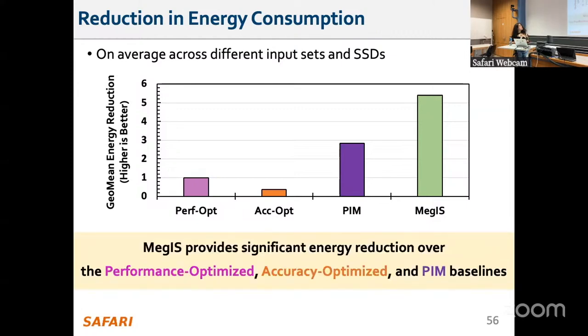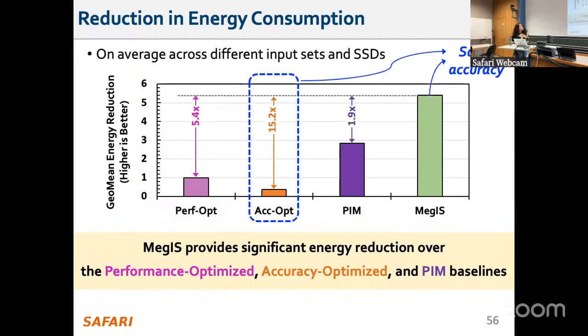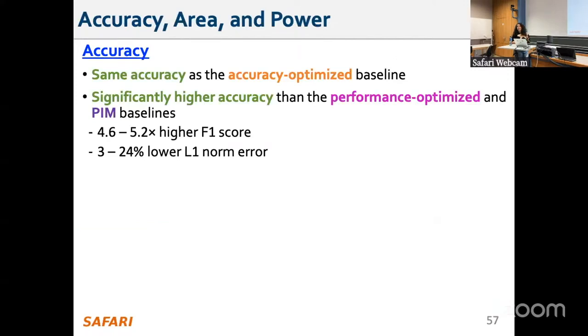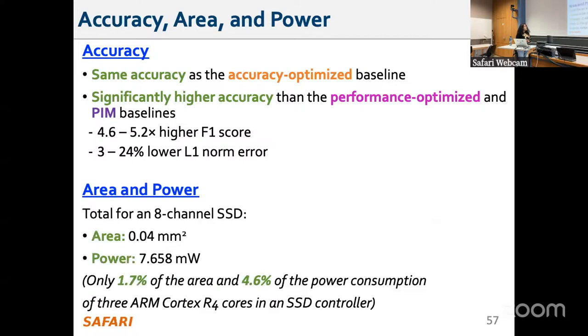So let's take a look here. MegIS provides significant energy reduction over the performance optimized, accuracy optimized, and PIM baselines. And what I would like to emphasize here is that it achieves the same accuracy as the accuracy optimized baseline. And it is significantly higher than the accuracy of the other baselines in different metrics. And MegIS achieves all these benefits while incurring really small area overhead, which is only 1.7% of the area overhead, and also small power consumption of 4.6% of power consumption of the 3 ARM cores that are in a simple SSD controller. And there are, of course, all other units on the SSD controller as well. But even compared to these ARM cores, the area and power consumption is really low.